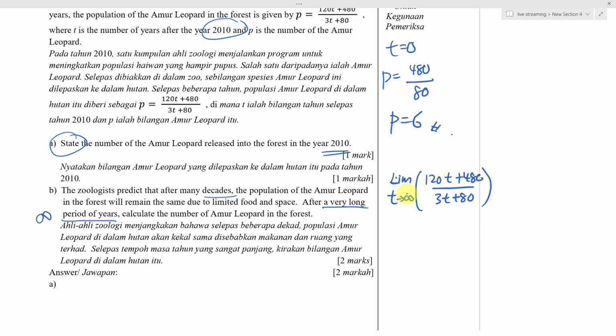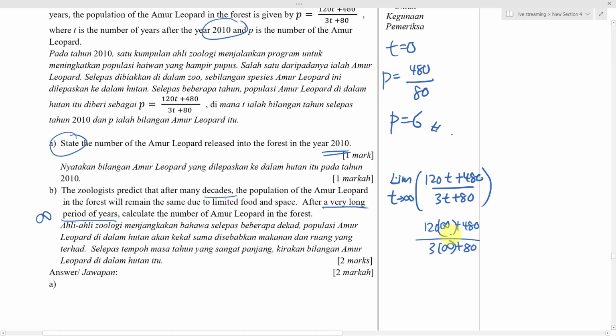Alright, so let me move on. Because they have limited space and food, we assume no matter how many years pass by, the number of leopards will still remain the same. So this is what happens when we limit the time to infinity. But now we have a problem here. The problem is if we sub the infinity into the t straight away here, plus 480, for example, this is just an example. Definitely you will not sub like this.